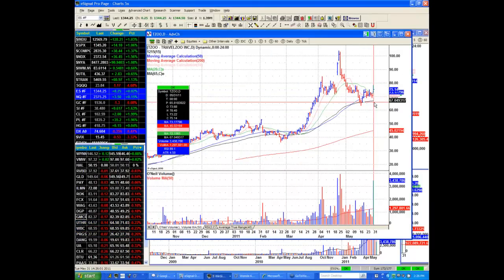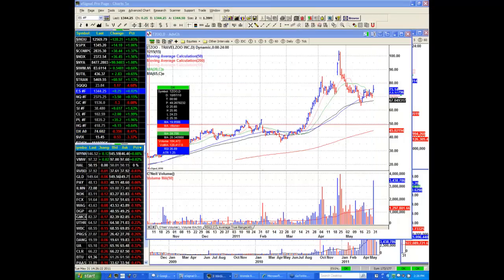Travelzoo, pocket pivot volume signature. Is that a pocket pivot or not, Dr. K? Well, it is technically a pocket pivot. I'm not comfortable with how it was a mid-bar close, especially with such a strong market. On the other hand, it had a gap up on April 21st, my birthday. So that's a nice little positive action in the pattern.